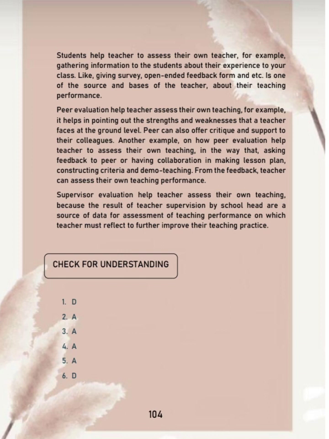Another example of how peer evaluation helps teachers assess their own teaching is asking for feedback from peers or having collaboration in making lesson plans, constructing criteria, and demo teaching. From the feedback, teachers can assess their own teaching performance.